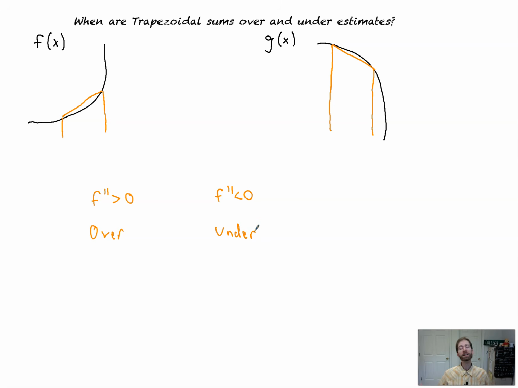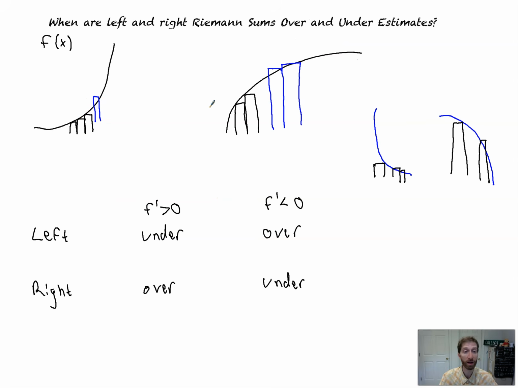That's it. So the moral of the story here is don't memorize these things. Draw it out. Understand that because trapezoids utilize secant lines here and here, the approximation depends on the concavity of the curve. And with Riemann sums, understand that it's whether the curve is increasing or decreasing, so whether f prime's positive or negative. Don't memorize the chart. Draw out the curve and a rectangle to see whether it falls under or over.